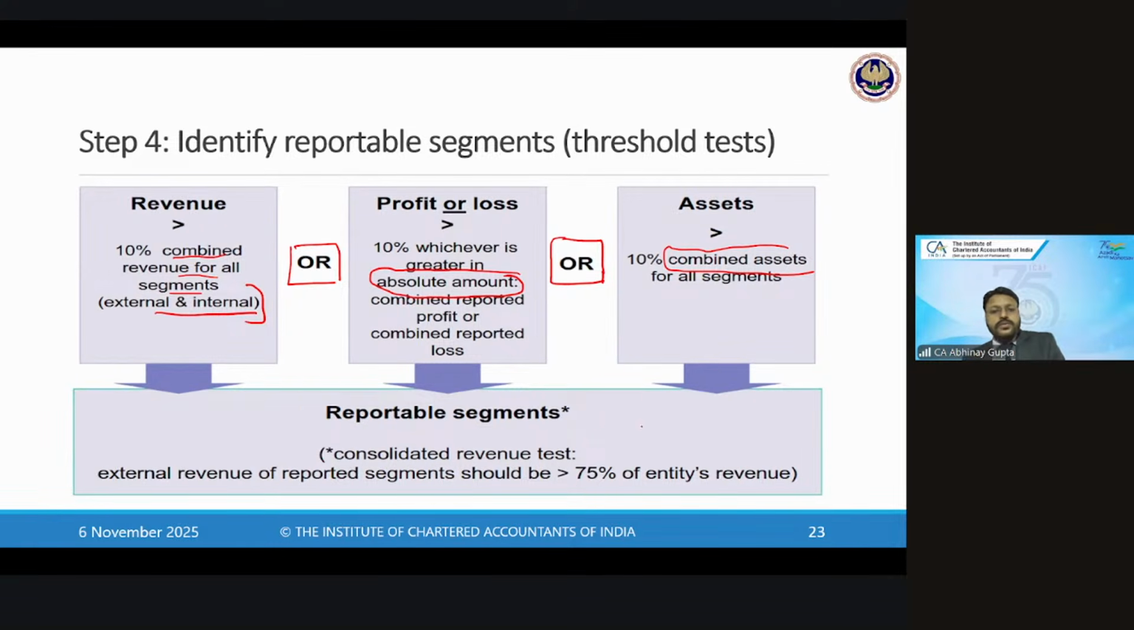How many segments should we disclose as mandatory? The number of segments constituting at least 75% of the total company's revenue should be disclosed in the form of segment reporting. So what does this condition say? Suppose a company, ABC Limited, has say 15 segments, right? Out of these 15 segments, 12 segments have revenue of say 100 crore in total, and the three segments have revenue of say 20 crore. Then total revenue is how much? 120 crore for the company. 100 divided by 120.